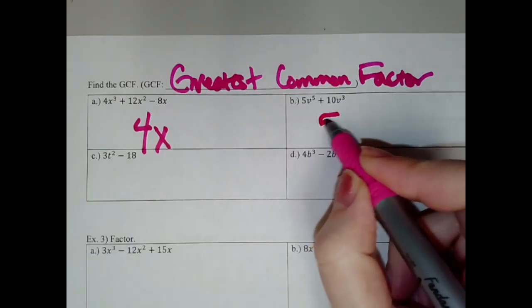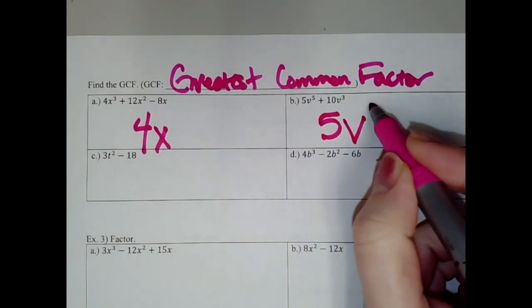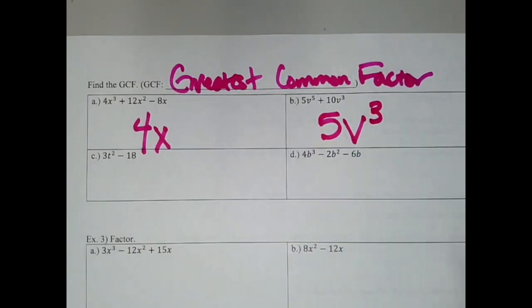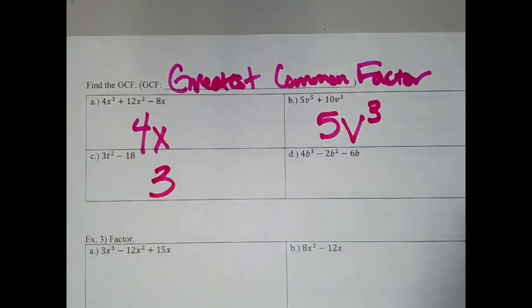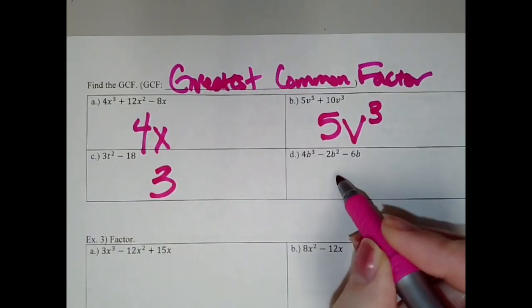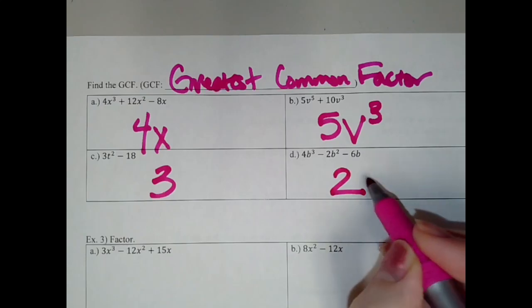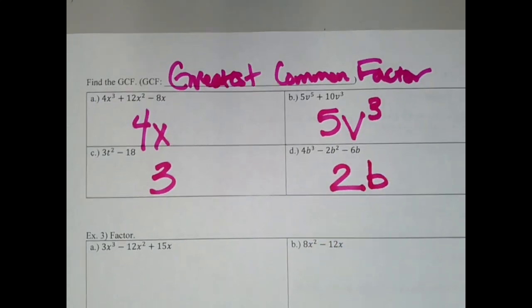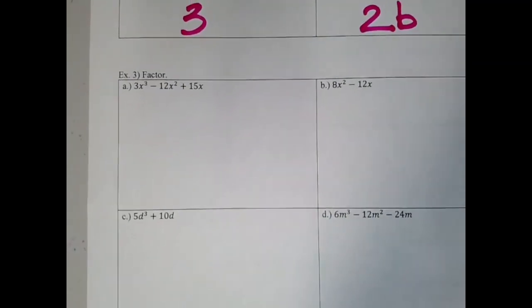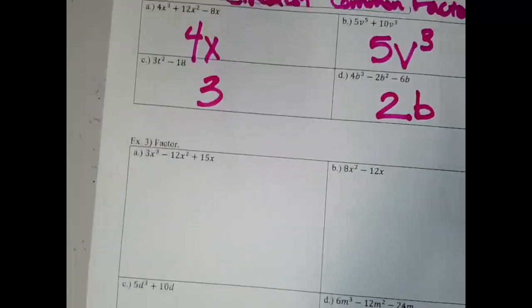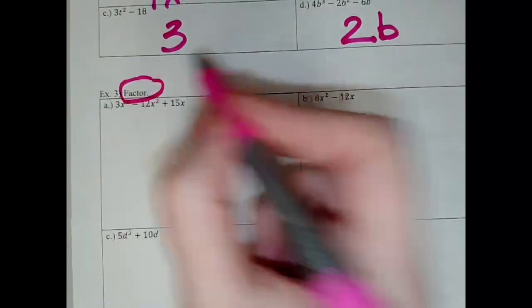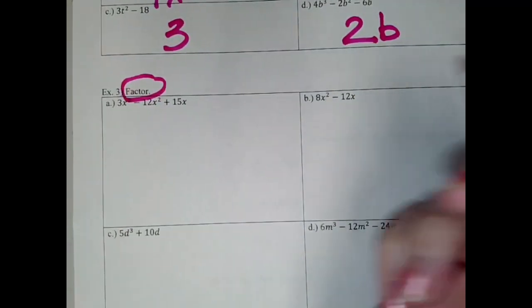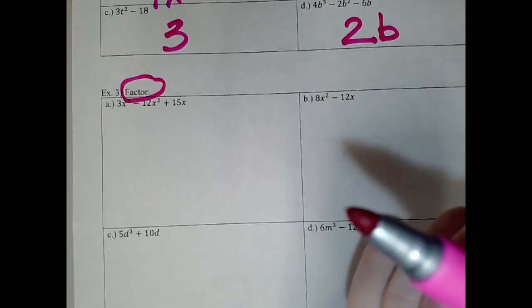Both of these terms are divisible by 5. They both have a v, so pull out the lowest power, v cubed. Both of these are divisible by 3. You can't pull out a variable. All three of these are divisible by 2. They all three have the variable b, so I can pull out the lowest power, so 2b. That's it. You just wanted the greatest common factor. But here, I tell you to factor. So that's where you're going to pull out the GCF and then write what remains.